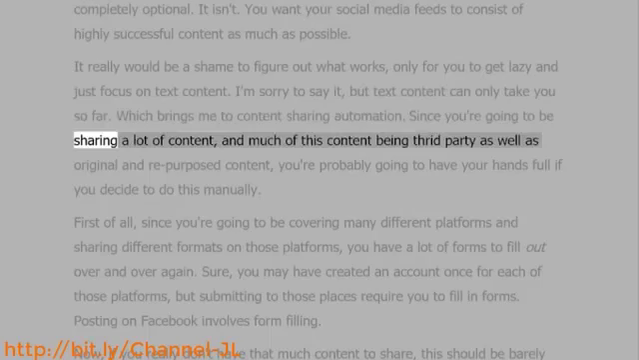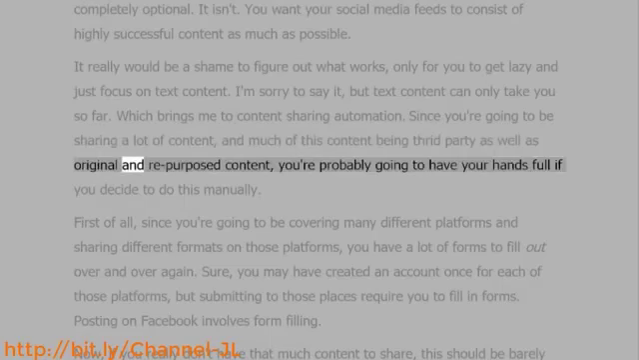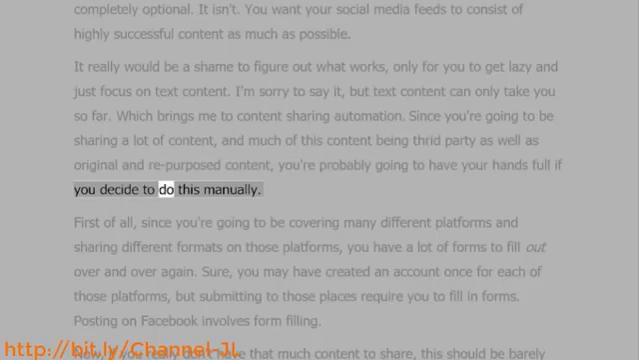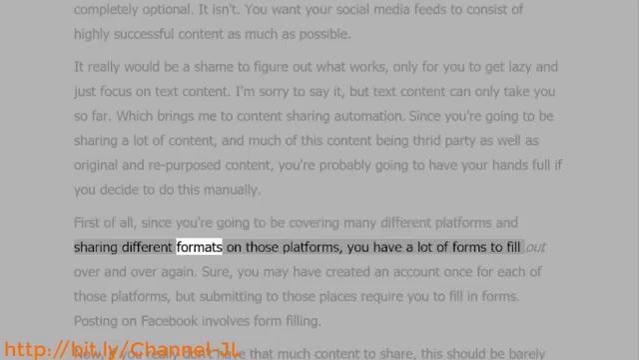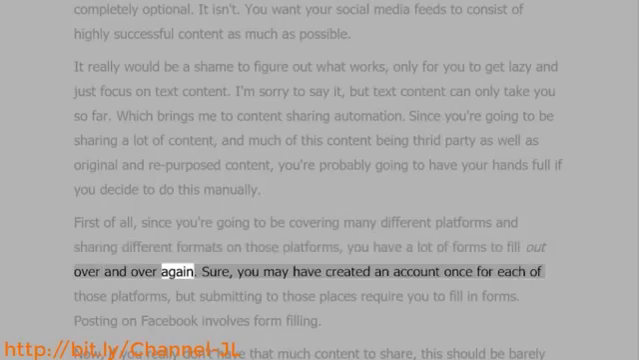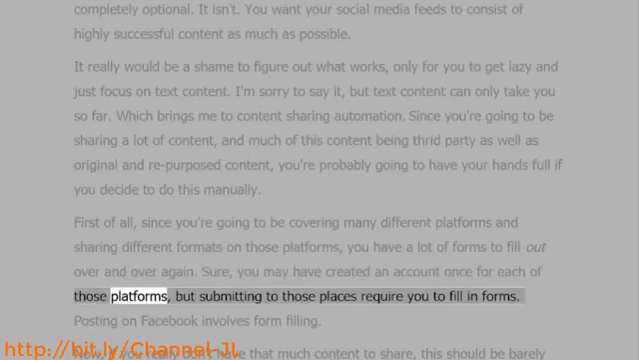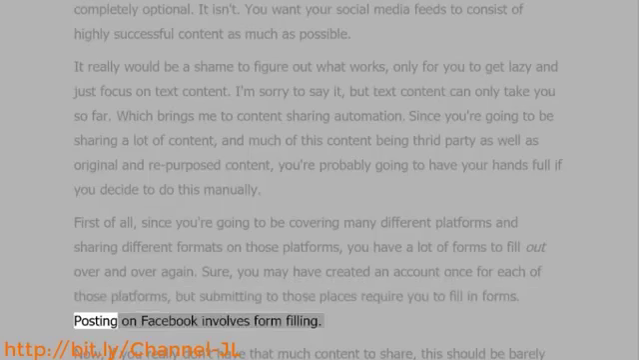Since you're going to be sharing a lot of content, and much of this content being third-party as well as original and repurposed content, you're probably going to have your hands full if you decide to do this manually. First of all, since you're going to be covering many different platforms and sharing different formats on those platforms, you have a lot of forms to fill out over and over again. Sure, you may have created an account once for each of those platforms, but submitting to those places require you to fill in forms. Posting on Facebook involves form filling.